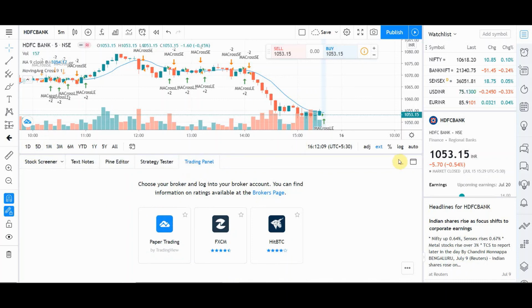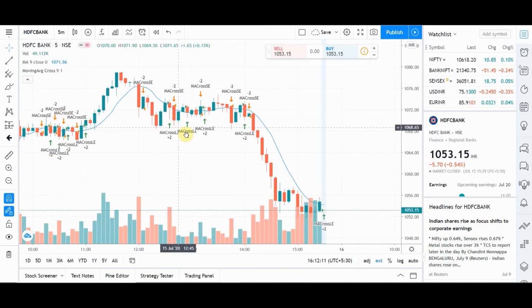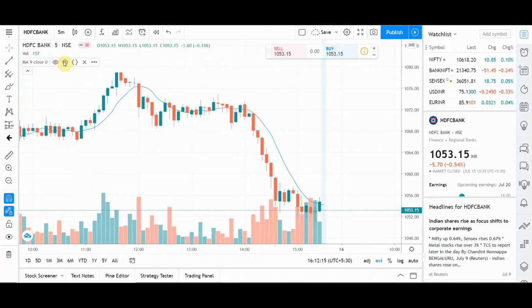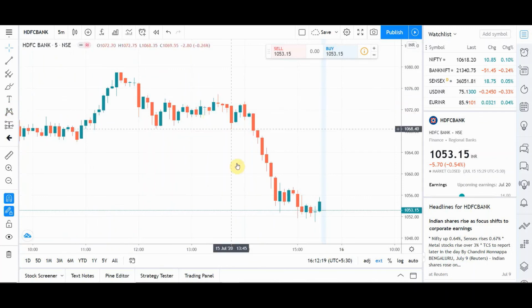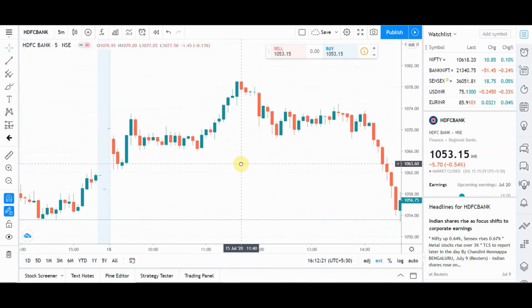So this many features are in TradingView. In the coming videos, we will discuss the strategies, indicators, and other reviews of the website and all.